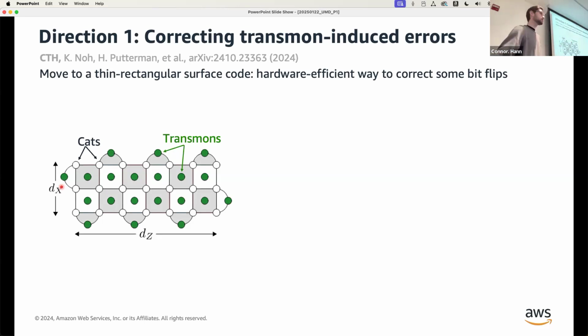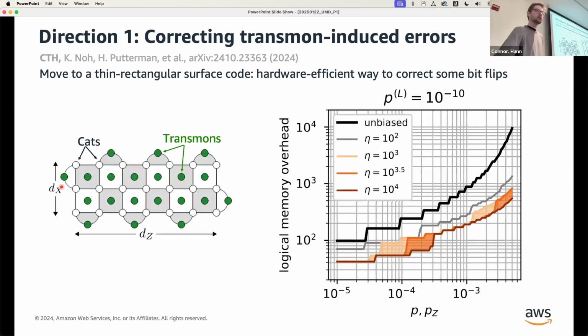I won't get into all the details of what's involved in moving from repetition to surface codes, but maybe just to show one of the kind of high-level takeaways from this work we did about this. This is a plot of the logical memory overhead, so the number of physical qubits required to realize a logical qubit as a function of physical error rates. And here, the different lines, the colored ones, correspond to this kind of setup where we have rectangular surface codes with noise-biased cats, whereas the black line is a reference. This is a case with unbiased noise qubits.